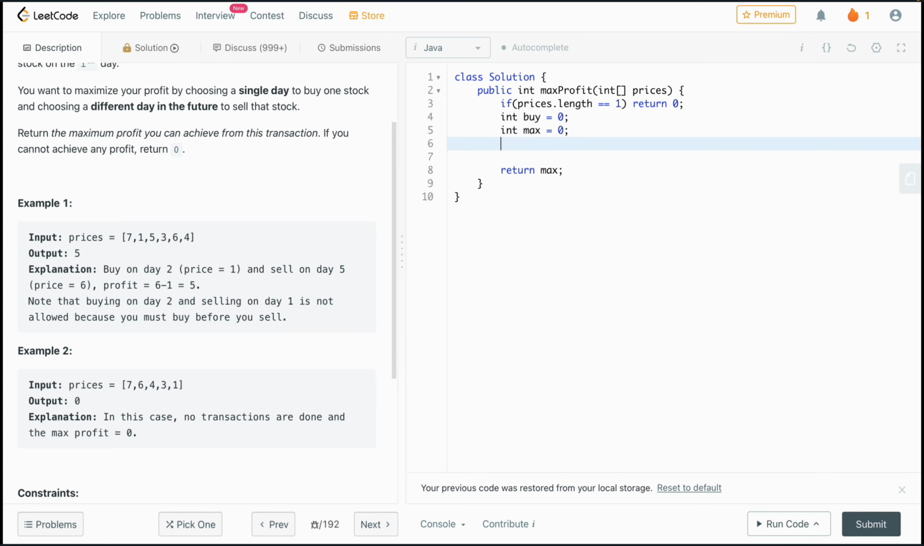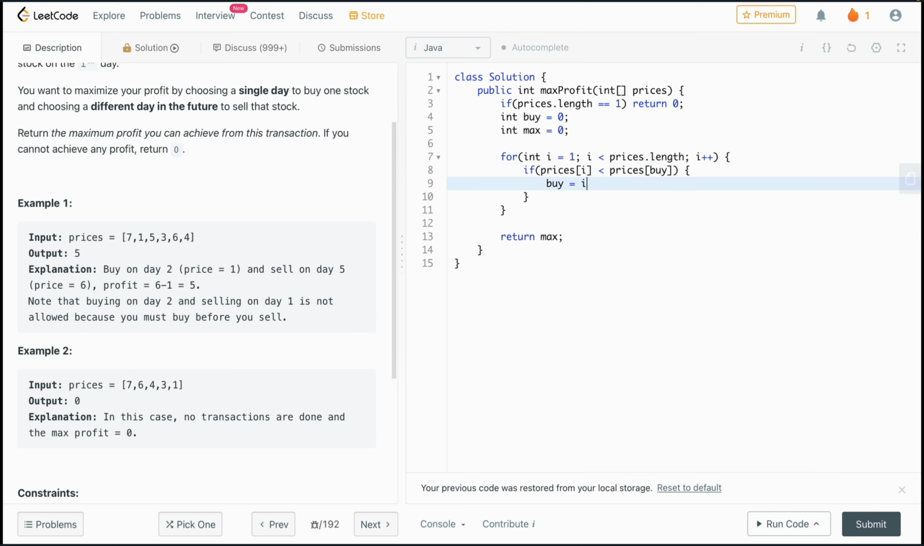And now we can actually loop through the whole array to compare sell dates and then see which one we could make the most profit off of. So for int i equals 1, i less than prices.length, i++. First of all, if the price of the stock on this current day is less than our buy day, then we're just going to turn our buy day into that day. So if prices[i] is less than prices[buy], then buy is going to equal i, and we can continue, and we could just look through the next iteration.